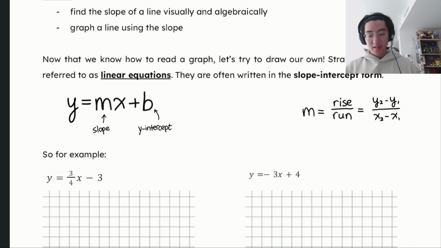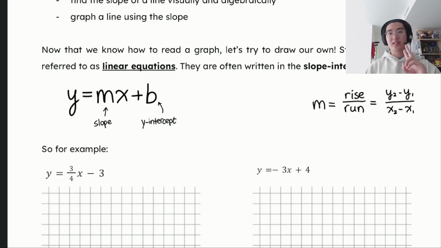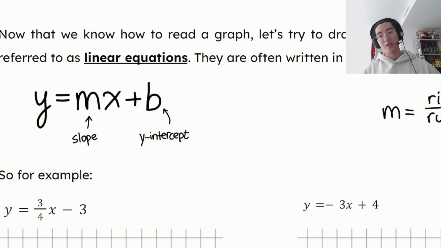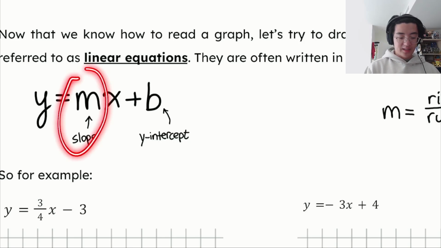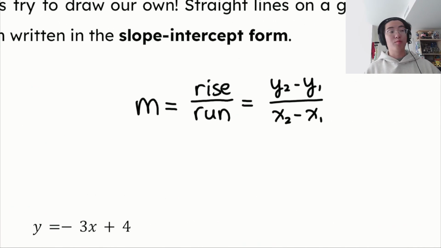Now this tells us two pieces of information that we need to graph a line. The first one is the y-intercept. This constant that's tagged along is the y-intercept, so this is where the line touches the y-axis. The second piece of information is the m, which is the slope. We call this the rise over run, or the change in the y over the change in the x. That's the difference of y over the difference of x.